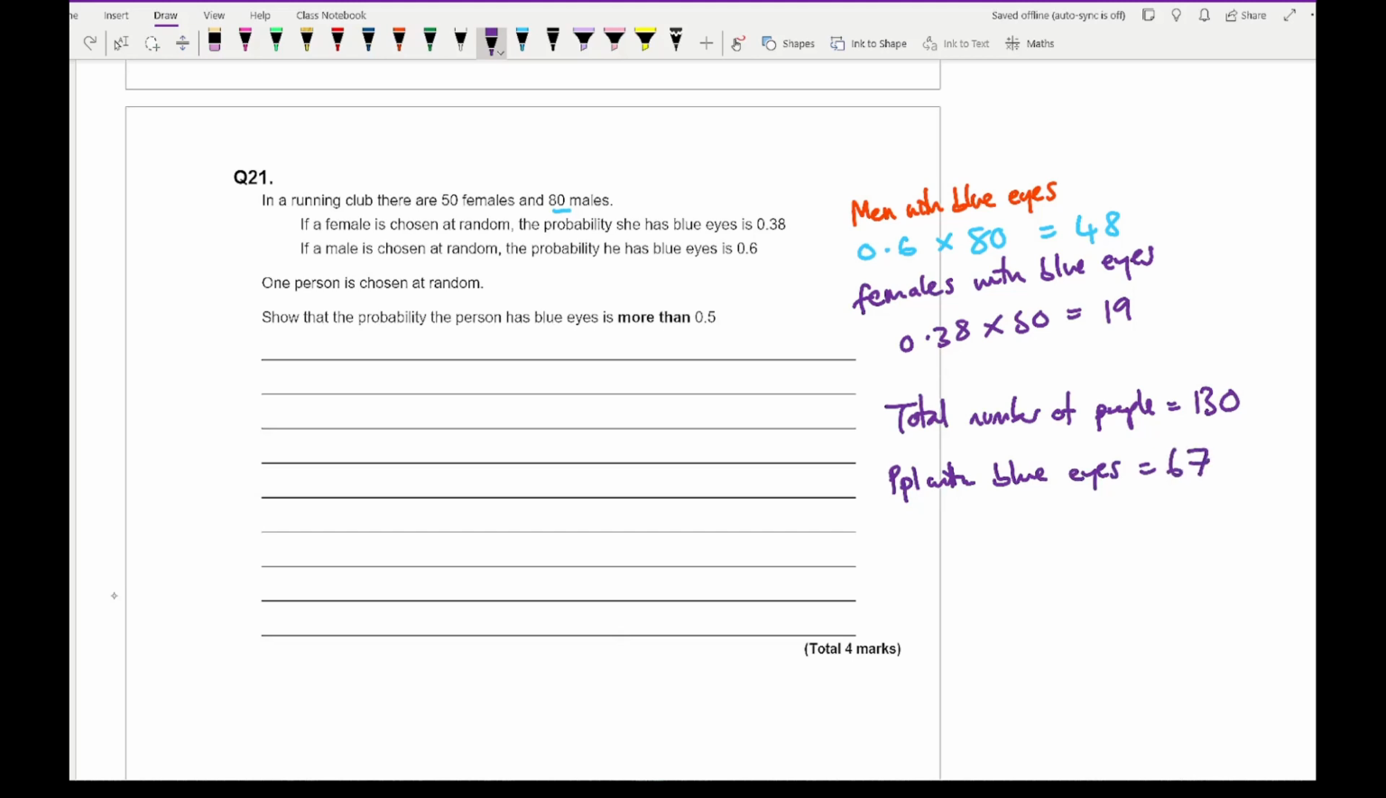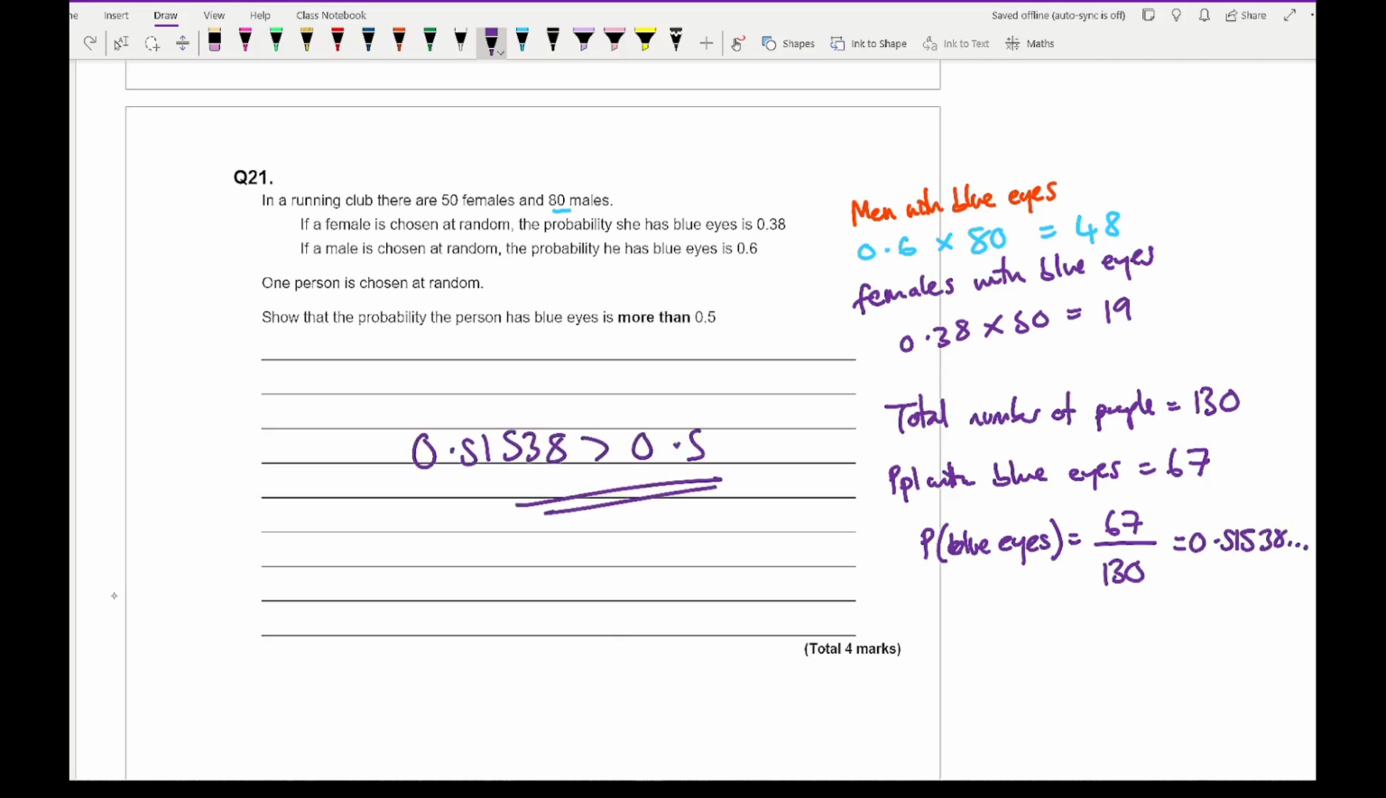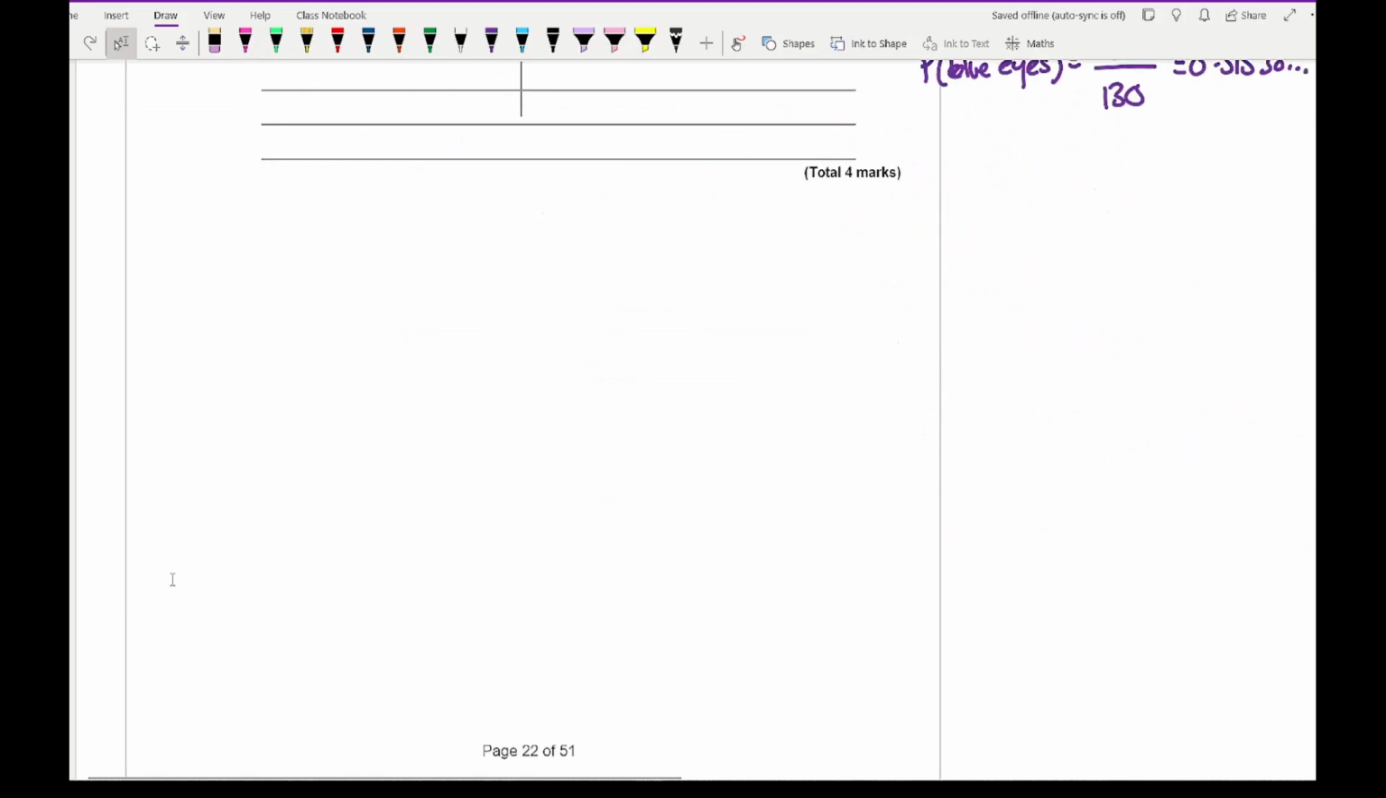So then the probability of picking someone with blue eyes is going to be 67 divided by 130. And if I type that into my calculator and work it out as a decimal, I get 0.51538 and so on. So here you can see that 0.51538 is greater than 0.5, and there I've gone on to prove it.